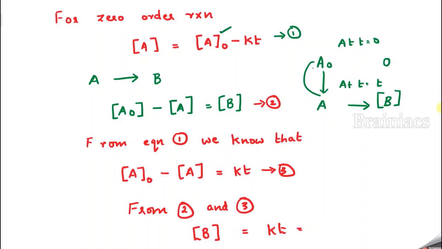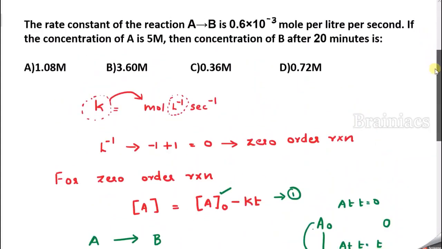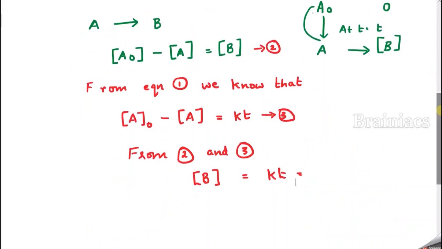What is K here? The rate constant that is given in the question. So what is the value that is given in the question? If you see here, 0.6 into 10 power minus 3, correct? So I can substitute that: 0.6 into 10 power minus 3 multiplied by time.